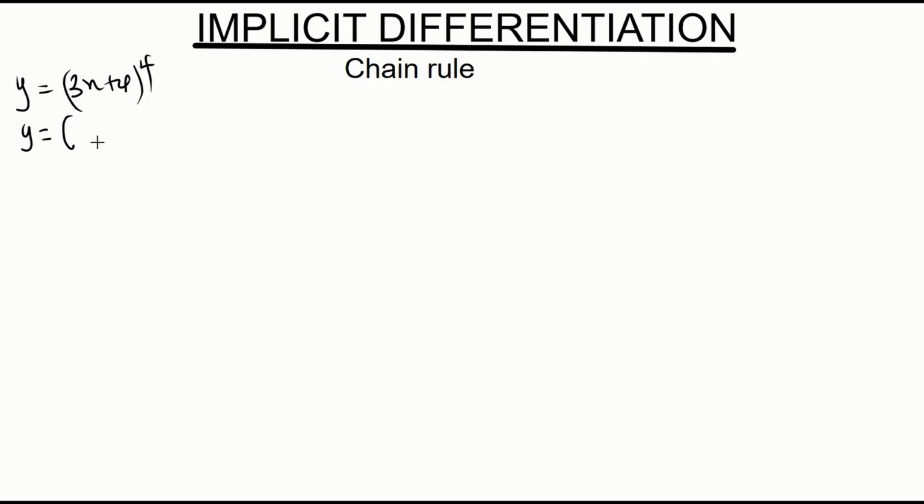Let's identify that 3x plus 4 is a certain inner function, which is raised to this power 4, where we can let a certain variable, let's say u, be equal to whatever is in the inner function. So u is 3x plus 4. It means that wherever I see this inner function, I can equally put u over there.